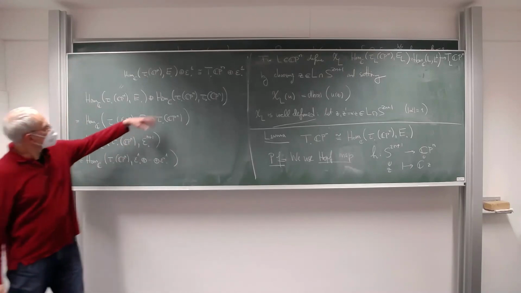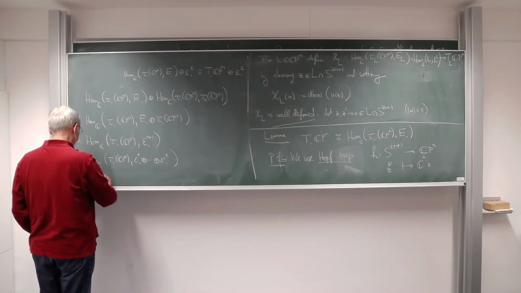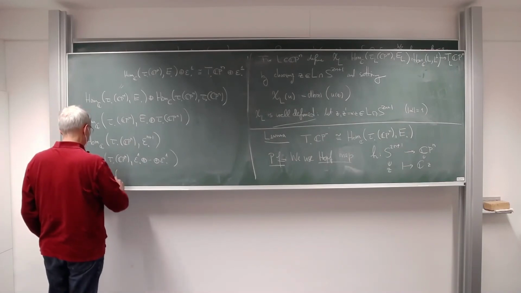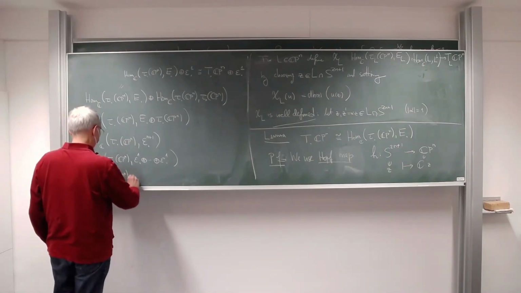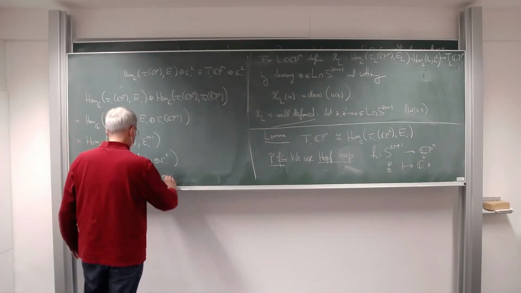And now I can undo this thing and take the things apart again. So that would be the same thing as homomorphisms from the tautological bundle tau to epsilon 1, and the whole thing n plus 1 times.